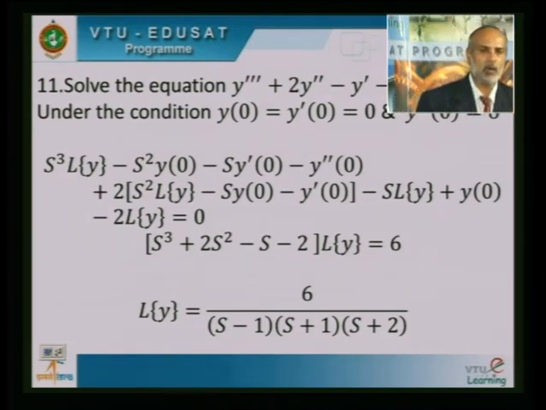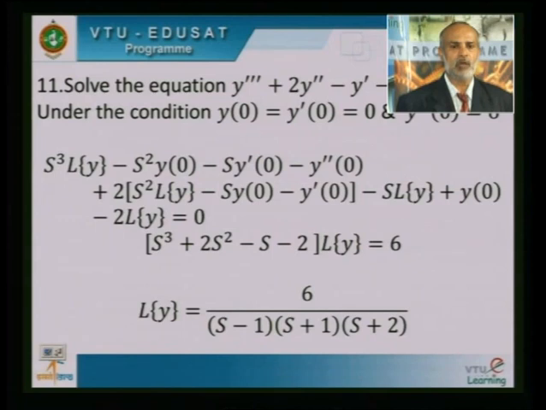Now we can group the terms first. The coefficient of L of y is s cubed, then 2 s squared, then minus s, and minus 2. You can take out L of y common: s cubed plus 2 s squared minus s minus 2 into L of y. Then use the conditions: wherever y of 0 is there, you can substitute 0, and y dash of 0 is also 0, then y double dash of 0 is 6. Minus 6 you can transfer to the RHS, it becomes plus 6. So s cubed plus 2 s squared minus s minus 2 into L of y is equal to 6.